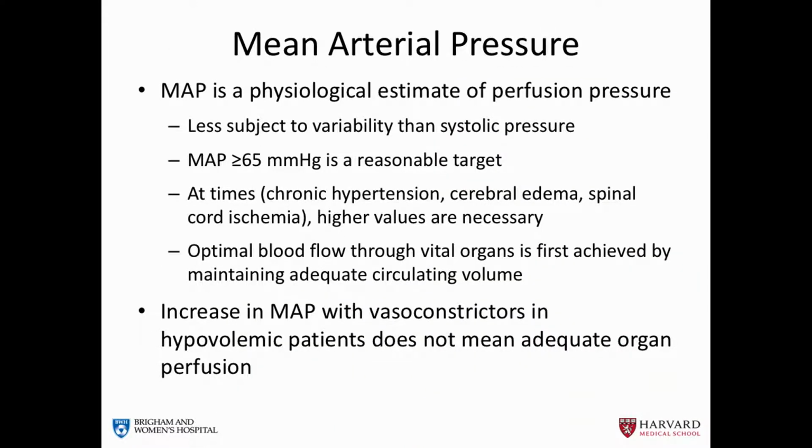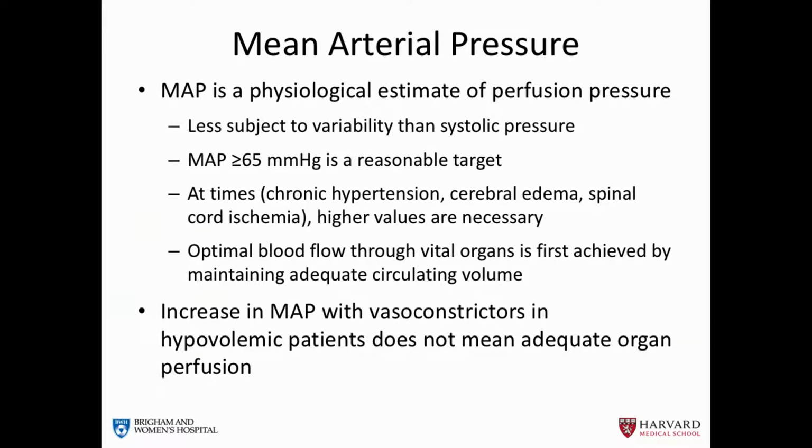Now, if we start to think about specific components of hemodynamic assessment, we often begin with the mean arterial pressure. The mean arterial pressure is thought to be a physiologic estimate of perfusion pressure. The reason we use mean instead of the individual components is that the mean is less subject to variability than systolic pressure is. In fact, if you watch systolic pressure, it can vary beat to beat, where the mean arterial pressure is often much more stable.